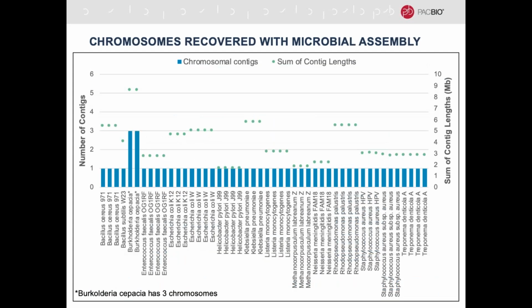All right, back to the assembly results here. You can see all 48 of the assemblies yielded complete chromosomal contigs. For the Burkholderia species, you can see there's 3 contigs, but again, that is because there are 3 chromosomal contigs in that species. The rest of them all perfectly assembled to 1 contig.